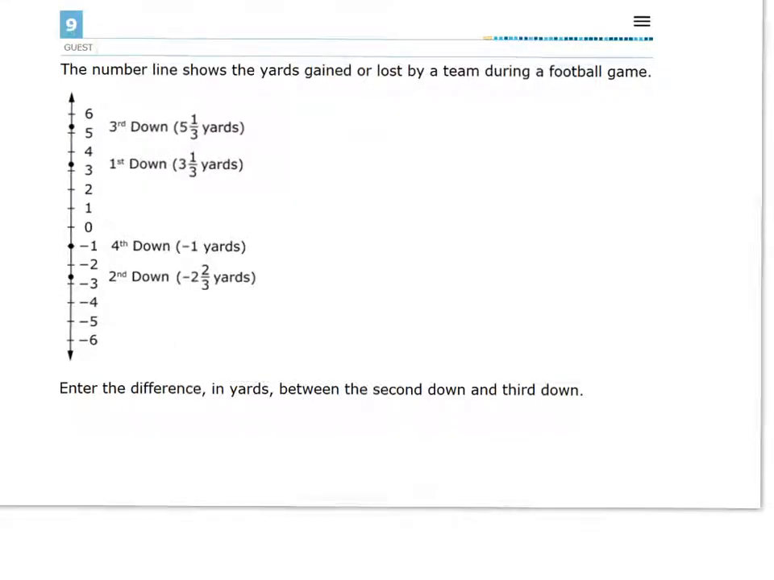For question 9, the number line shows the yards gained or lost by a team during a football game. Enter the difference in yards between the second down and the third down. Now, to figure out the difference, we're basically finding the absolute value.